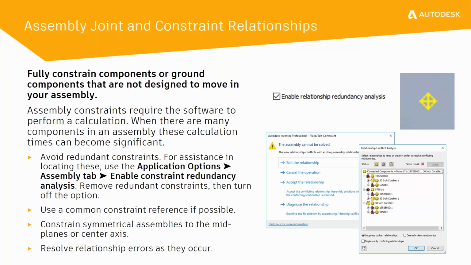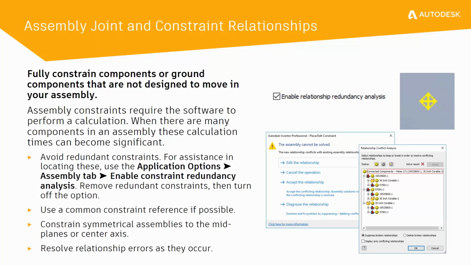So one thing that you can do is try to avoid redundant constraints, and this can be done in the application options. We showed some of this in part 1 of our webinar, and that is inside of application options, you go to the Assembly tab, and you can turn on the option Enable constraint redundancy analysis. Now it's important to remove the redundant constraints, then turn off this option afterwards.